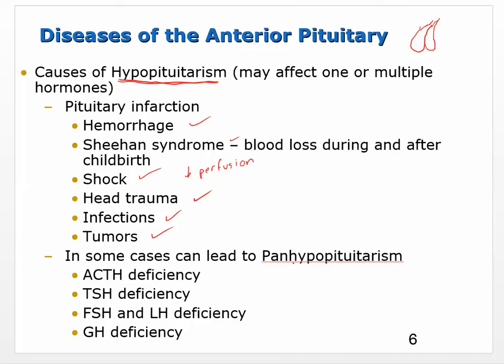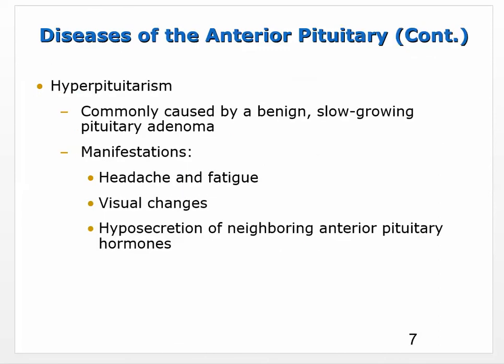In some cases, it can lead to panhypopituitarism, which is you have the loss of all of these functions. So all of the hormones that are released by the pituitary are deficient. You would have to supply these through medications to kind of get things as close to normal as you can.